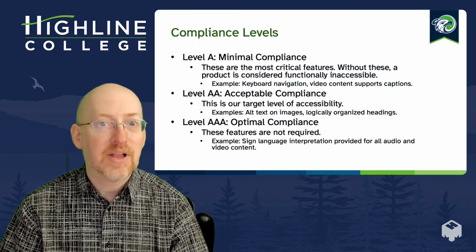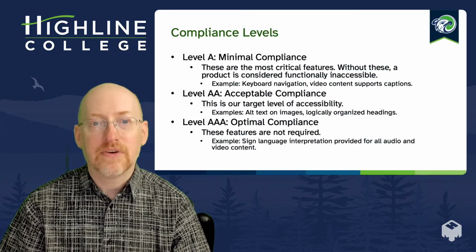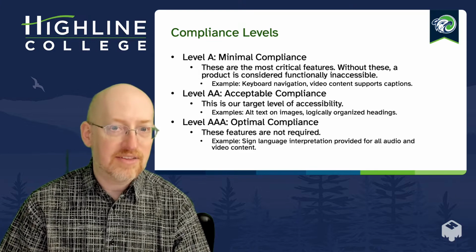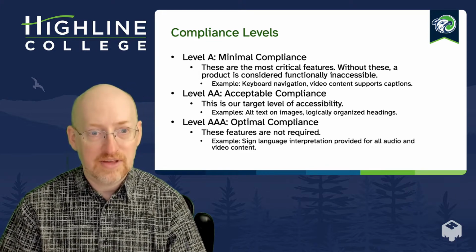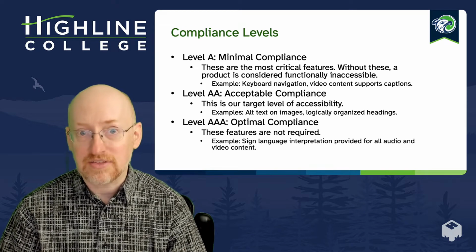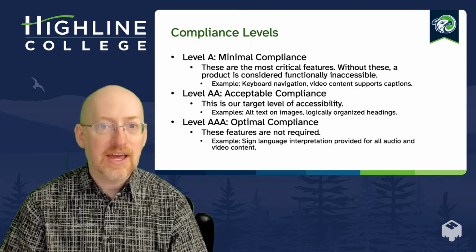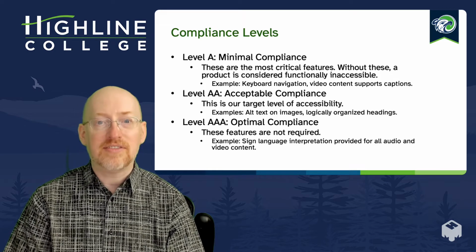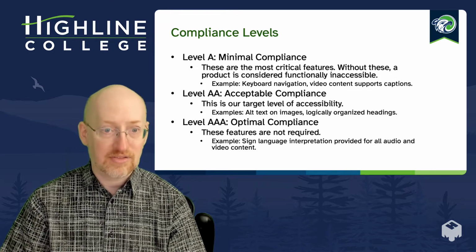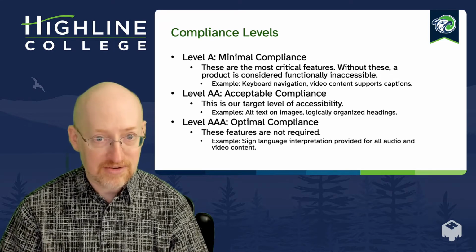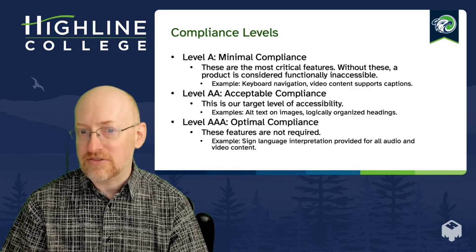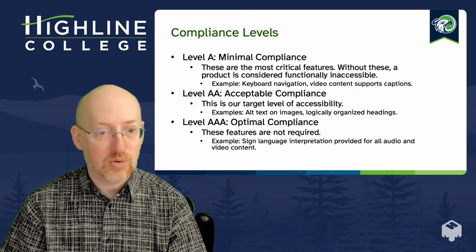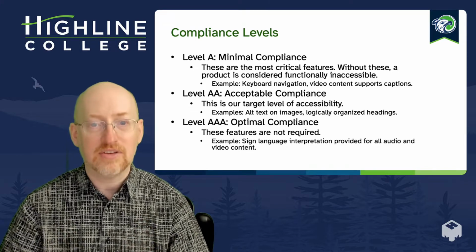There are 3 compliance levels to be aware of. The first, level A, is minimal compliance. These are the most critical features. If a product doesn't support these, it can basically be considered functionally inaccessible. Level AA is acceptable compliance, and this is the level of accessibility that Highline targets. This is what we would like products to meet. Level AAA is optimal compliance. These are features that are not required, but if a product supports them, that's an excellent thing to know about.